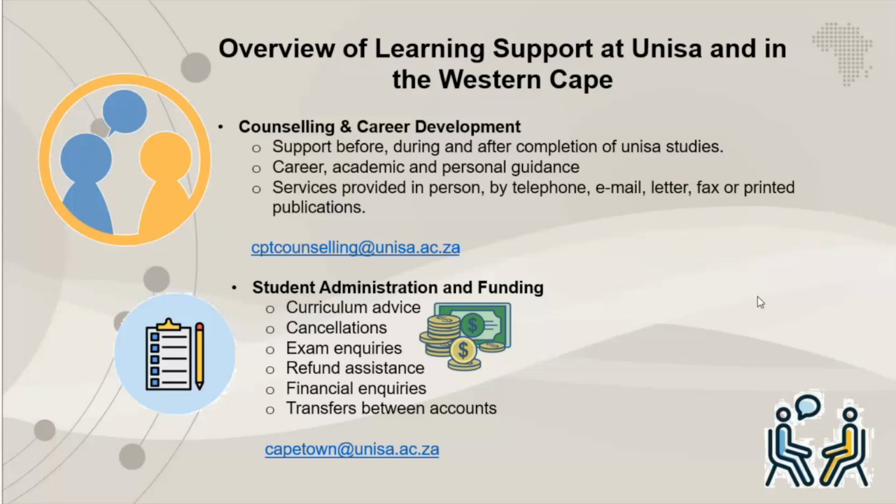The student administration services are available at the UNISA Cape Town campus with trained staff to assist you. The student administration services include curriculum advice, cancellations, and exam inquiries, while the financial services include refund assistance, financial inquiries, and transfers between accounts. Students will also have access to the self-help registration room on the campus.